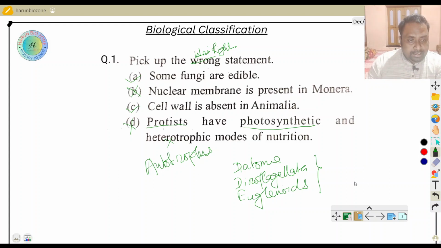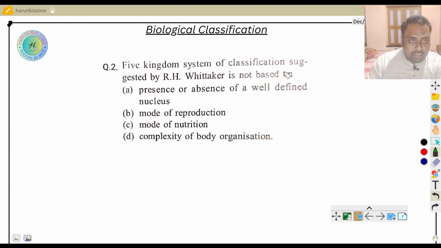Okay. Next question. Five kingdom classification suggested by R.H. Whittaker is based on which of the following? R.H. Whittaker proposed five kingdom classification. This is the best one: the cellular complexity. Cellular complexity means the organism is prokaryotic or eukaryotic. In case of prokaryotic, nucleus is absent, so it is a simple organism, with no membrane bounded cell organelles. But in case of eukaryotes, membrane bounded cell organelles and a nucleus are present.